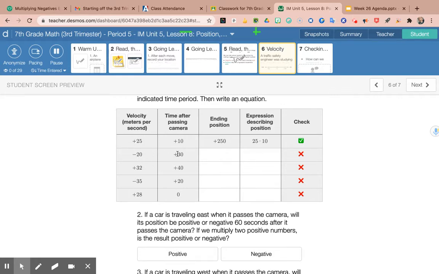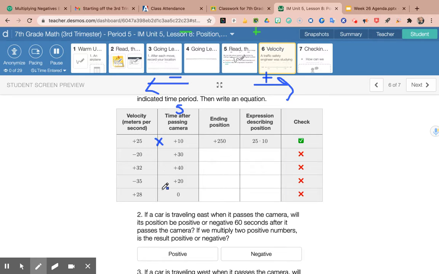This is 1 second, I need 30 of them. This is 1 second, I need 40 of them. Of course I can add, but that would take forever, so multiplying is faster. Whenever they give me meters per second, and this is the time in seconds, I'm going to multiply. Positive means this car was going to the east, so this car is going right, or the car is going left. So negative and positive.